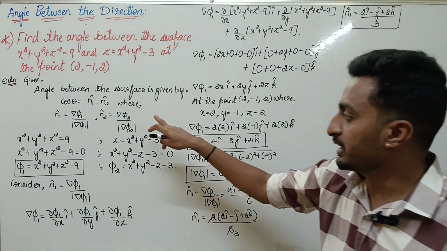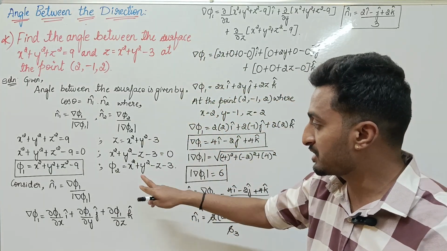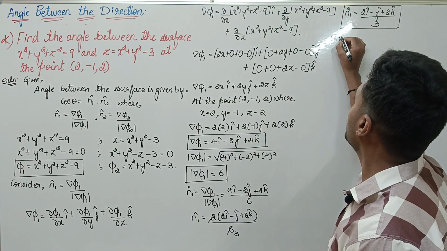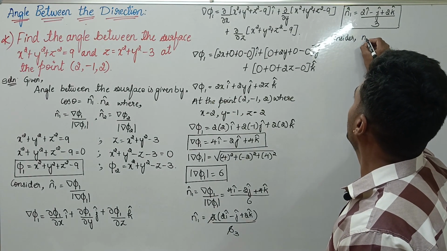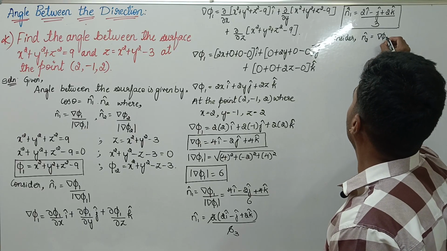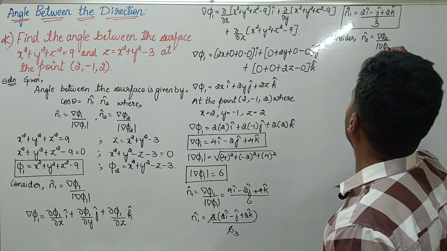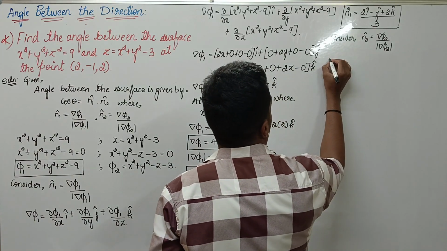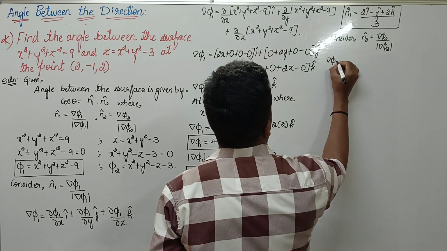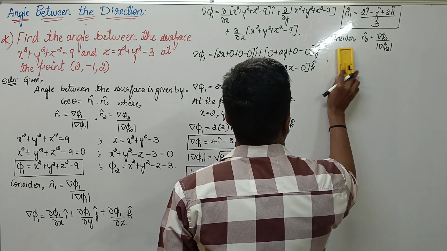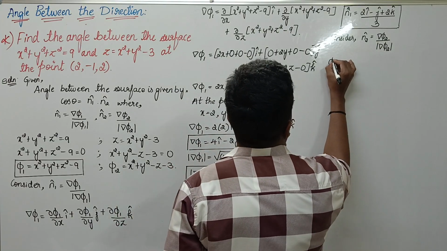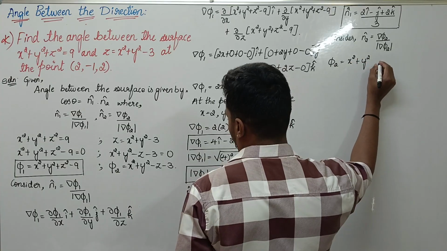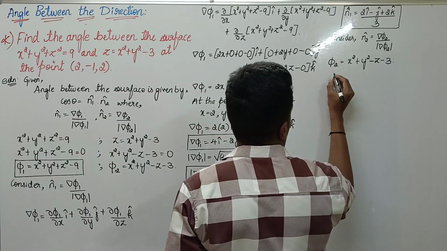Now, similarly, I need to find n2 with respect to the other scalar function, that is x square plus y square minus z minus 3. Now, consider n2 cap which is equal to gradient phi2 divided by modulus of gradient phi2. Done? Yes. Now let us go step by step. What does gradient phi2 define? First, let us represent phi2, which is equal to x square plus y square minus z minus 3.